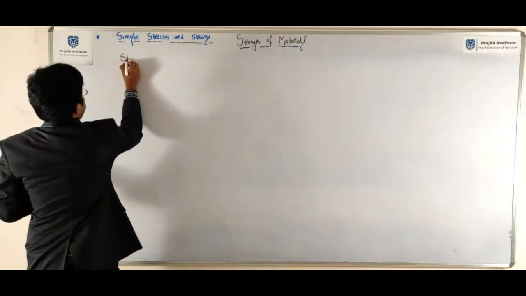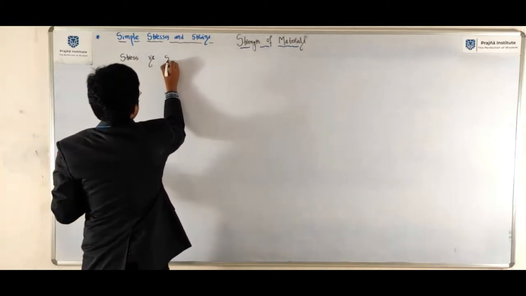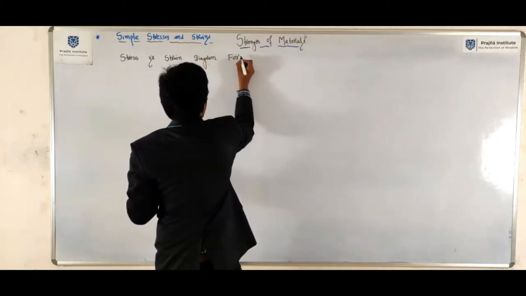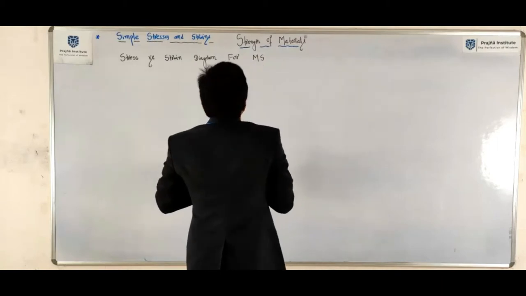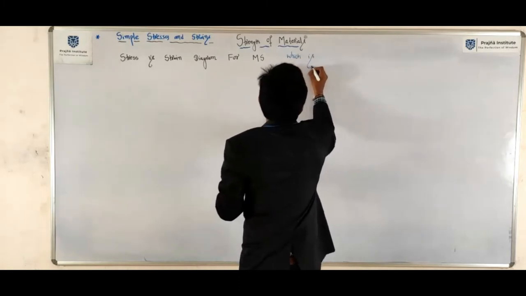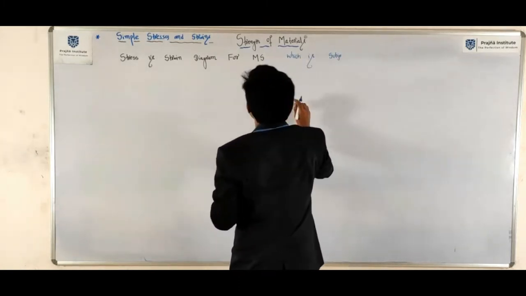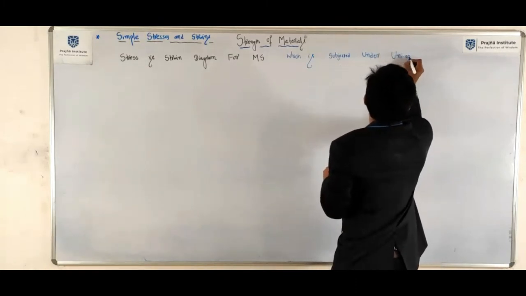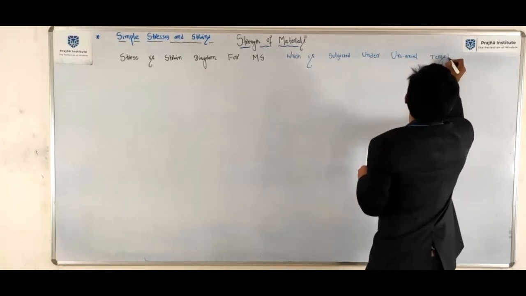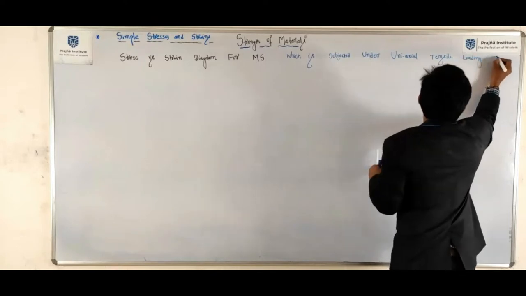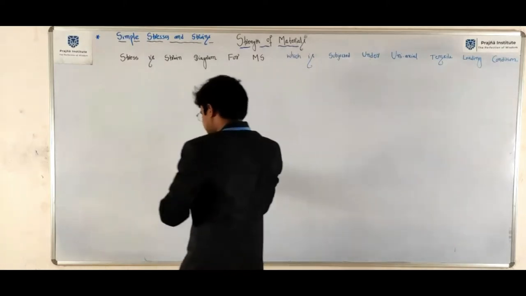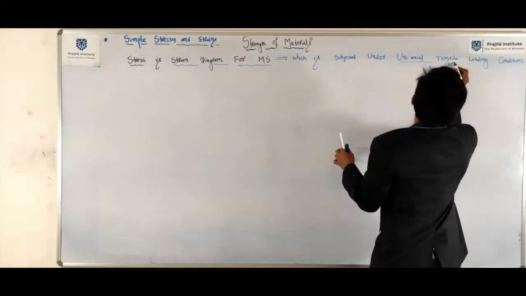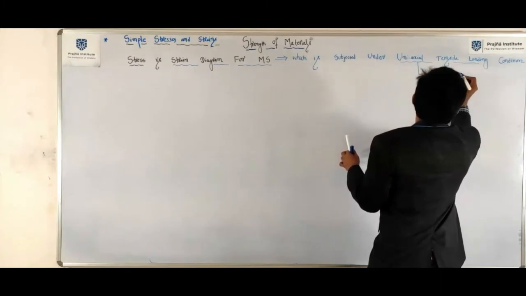Now, the stress versus strain diagram for mild steel, which is subjected to uni-axial tensile loading condition. Here that is the tensile test.